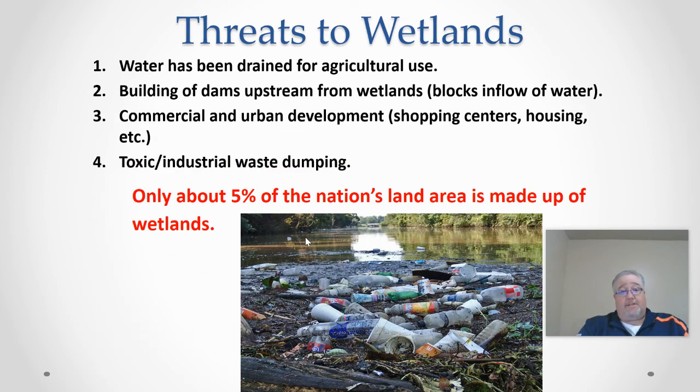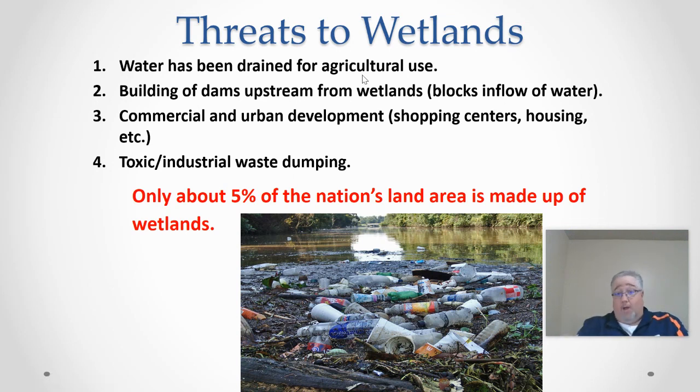A few more threats here. This is an important thing. It says only about 5% of the nation's land is made up of wetlands. So we don't have a lot of these areas. And what we do have, this is what we're doing. We've been draining water out of them to use it for agricultural purposes like farming.